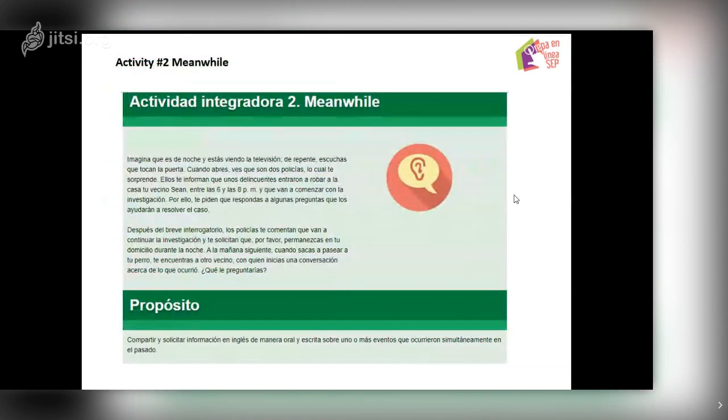Now, activity number 2, and this is called Meanwhile. For this activity, it's very easy.